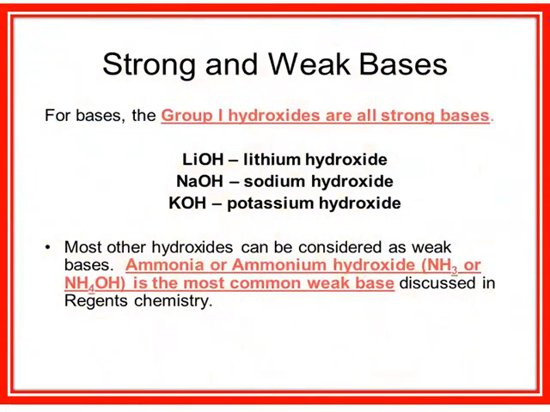For bases, the group 1 hydroxides such as lithium hydroxide, sodium hydroxide, potassium hydroxide are strong bases. Other hydroxides can be considered as weak bases. Ammonia or ammonium hydroxide is the most common weak base.